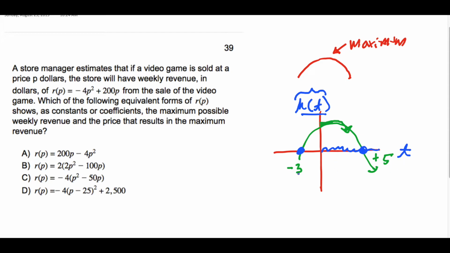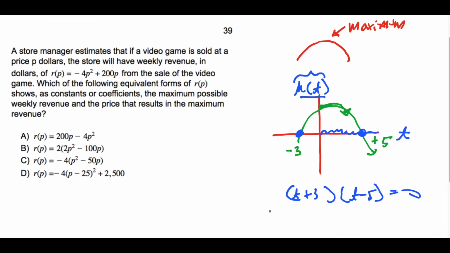But you're also going to get this other one, because a lot of times with these types of problems you'll get t plus 3 and t minus 5 equals 0. Well, you disregard the one that doesn't make sense in terms of the word problem. Even though in math it works, you can't have negative time, so that one's wrong. That's the answer.